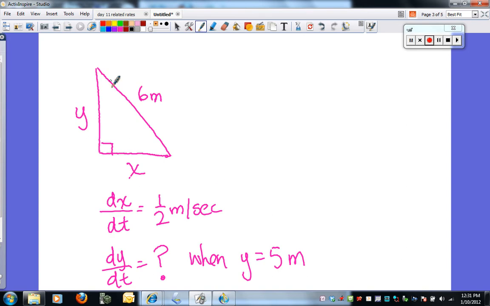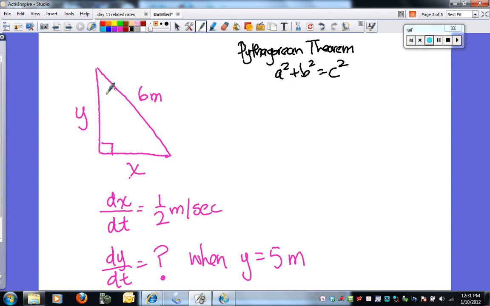Alright, so we have a right triangle. We have 3 sides on that right triangle. What could be the equation? What could be the relationship that we use? One thing is popping to mind, and that is the Pythagorean theorem. And we all know from our days in geometry, the Pythagorean theorem is a squared plus b squared equals c squared.